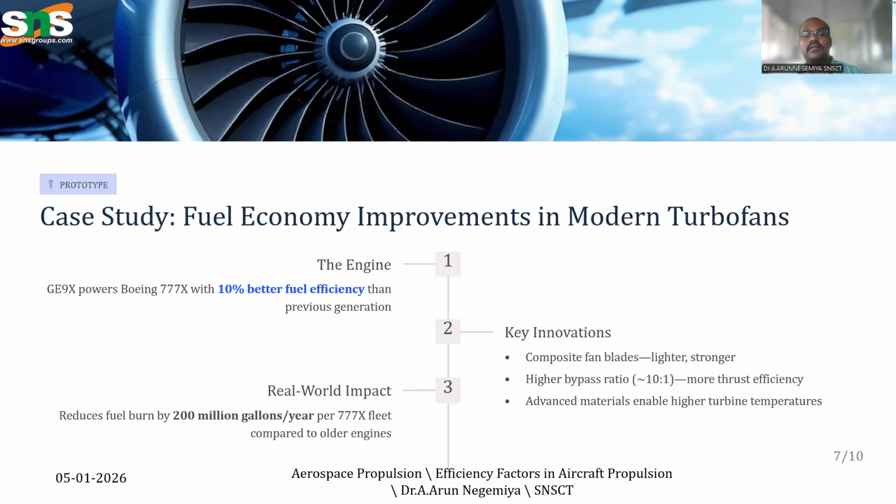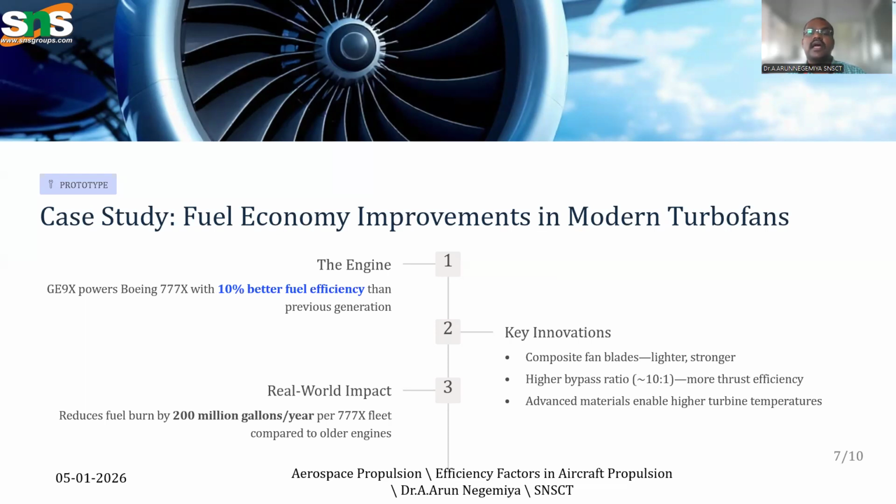First one is the engine. The new modern turbofans are used in the Boeing 777X type engines. These engines use 10% better fuel efficiency compared to the previous engines, and by using these, 200 million gallons of fuel burn can be reduced. And next one is the key innovations.